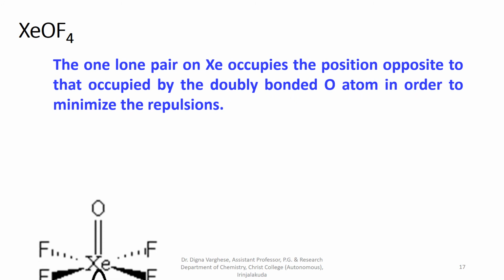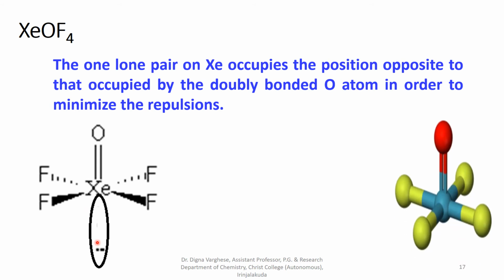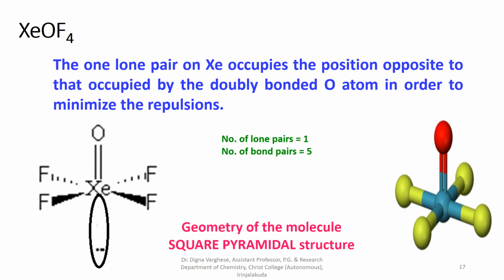The one lone pair on xenon occupies the position opposite to that occupied by the doubly bonded oxygen atom in order to minimize the repulsions. The number of lone pairs is 1, number of bond pairs is 5 and geometry is square pyramidal.